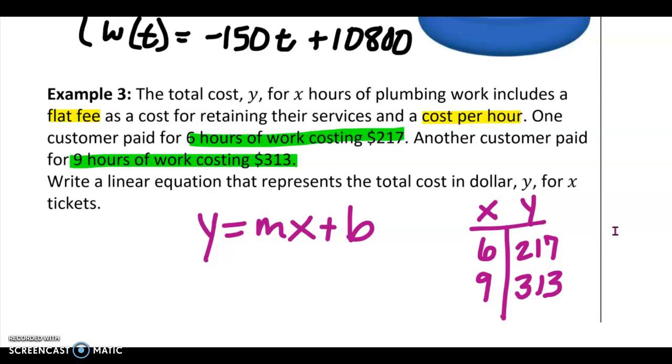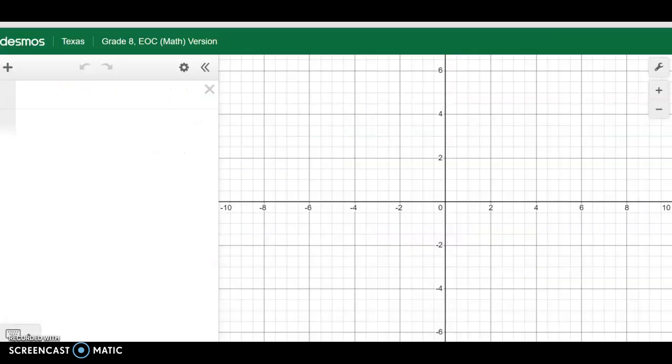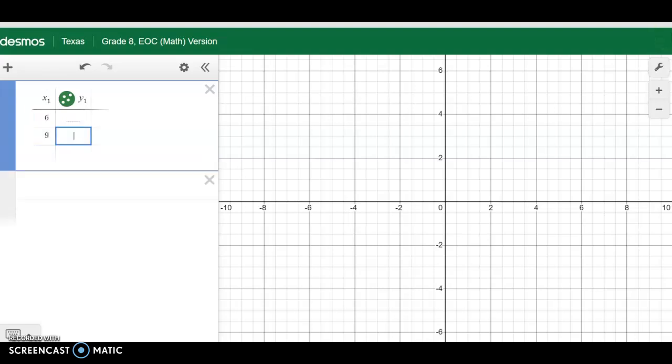So we can do it by hand, or we could use Desmos, just like y'all have been taught in the last couple days. So remember, in Desmos, to add a table, we hit the plus and then table. And then we're going to type in that little table we made. For 6 hours of work, they paid $217. And for 9 hours of work, it was $313.